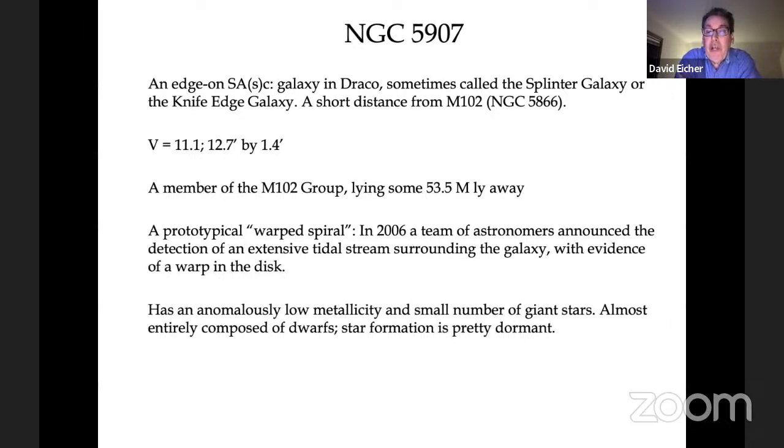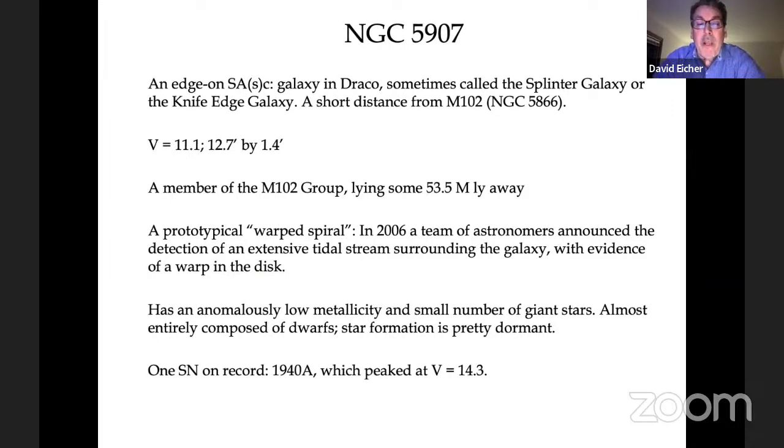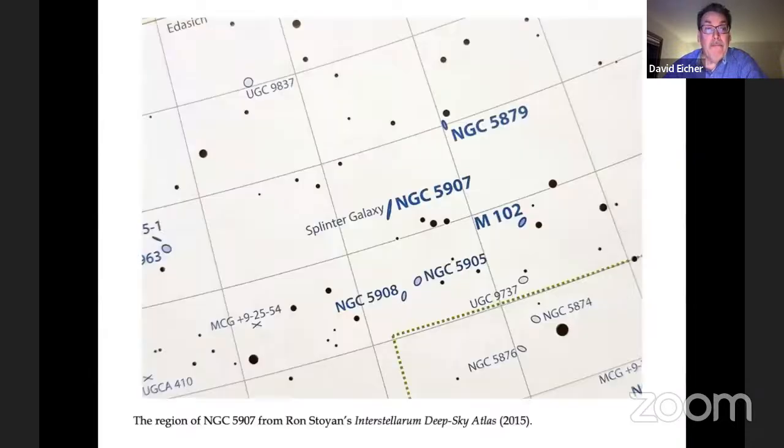This galaxy has a very low metallicity and a very small number of giants. It has a huge population of dwarf stars, so there's not much star formation going on in this galaxy for a long time into the past, which is a little bit unusual. There is one supernova on record in this galaxy in 1940 that was a 14th magnitude exploding star. So it's an odd duck, this galaxy, for 4 different reasons, which makes it a little bit interesting, especially if you want to really see a good example of an edge-on spiral.